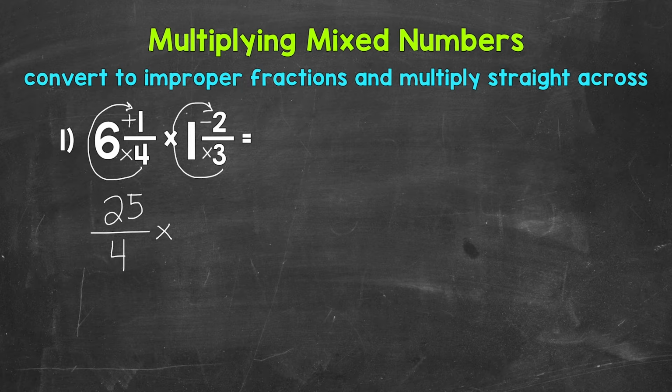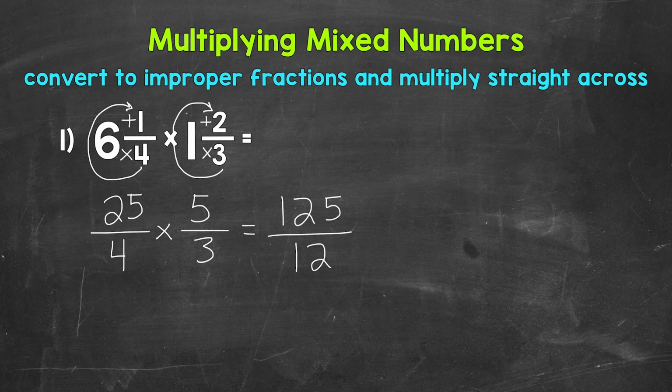So multiply and then add. 3 times 1 is 3 plus 2 is 5. Keep the denominator of 3 the same. Now we just have numerators and denominators and we can multiply straight across. Let's start with the numerators. So 25 times 5 gives us 125. Now for the denominators. 4 times 3, that gives us 12. So we end up with 125 over 12, or 125 twelfths, which is our answer, but it's an improper fraction.